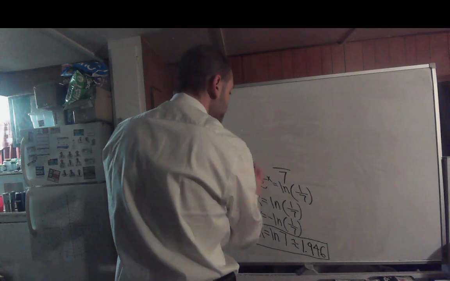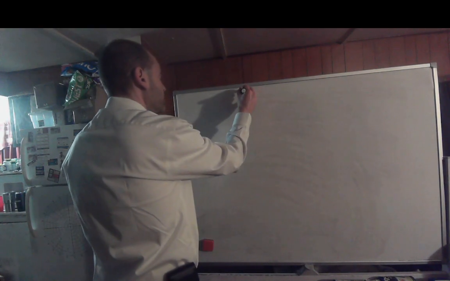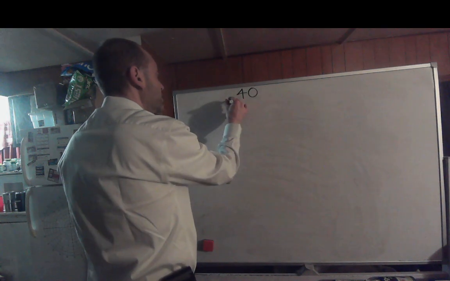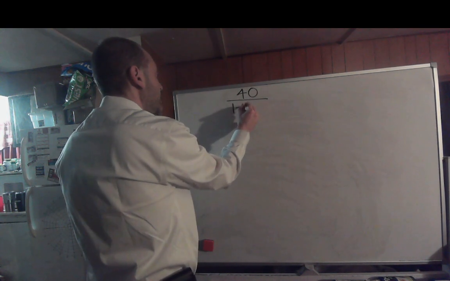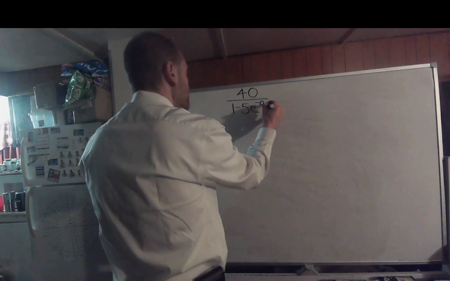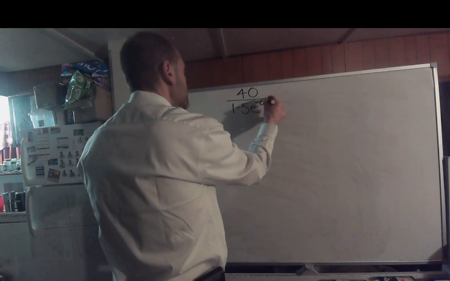Now, this is going to be interesting because this next one could possibly give us an extraneous solution. Let's show you what I mean here. So we're going to have 40 divided by 1 minus 5e to the negative 0.01x. All that is going to be equal to 200.